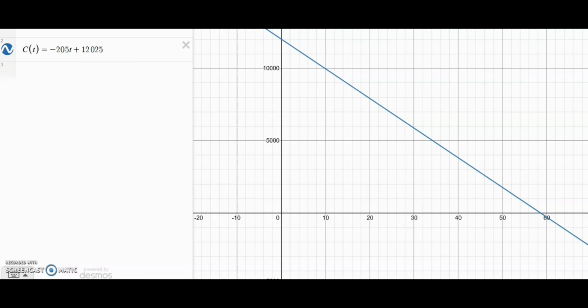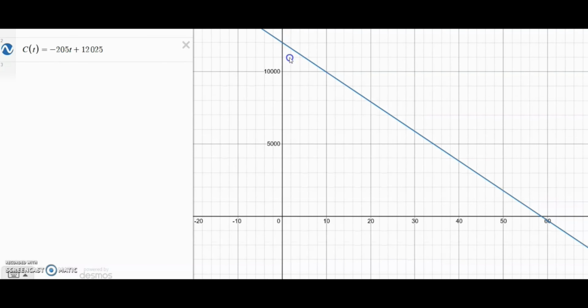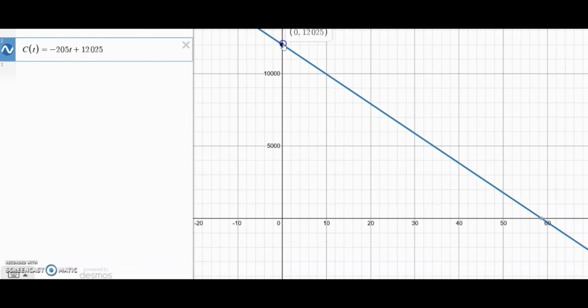So here's a graph of the function c of t is equal to negative 205t plus 12,025. Notice the x-intercept right here happens to be at around 58.659 years. Remember, t is years. And the y-intercept is, of course, what we exactly expected it to be, and that is 12,025 when t is equal to 0. Let's write that up.